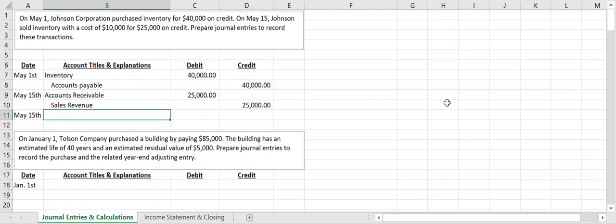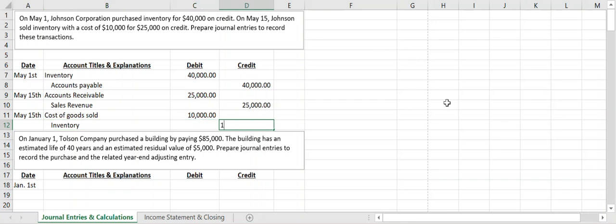But that's not pure profit for us. We have a cost of goods sold of $10,000. It cost us $10,000 to purchase the inventory that we sold for $25,000. And we reduce our asset account, the inventory account, by that $10,000.